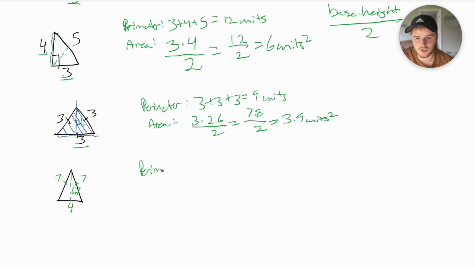Let's first go with the perimeter. So the perimeter is just adding up every side. We have 7, 7, and 4. 7 plus 7 plus 4. And that makes 18 units in total.